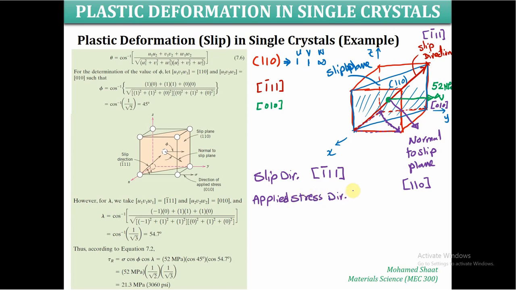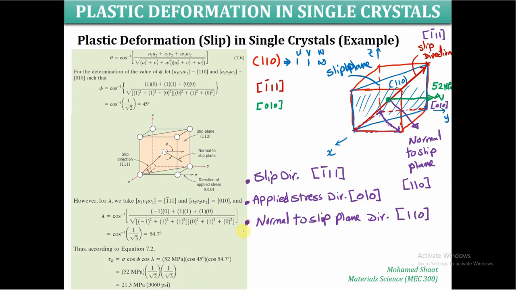And the applied stress direction was given to us as 0, 1, 0. But the thing that we calculated is the normal to slip plane direction, which we got as 1, 1, 0. Make sense? Now your objective is just to calculate the angles between these 3 different directions.